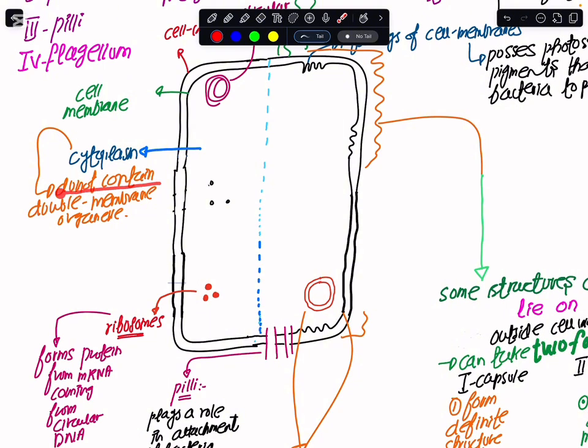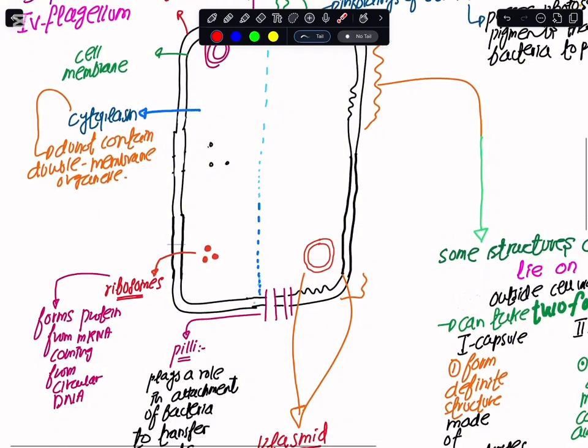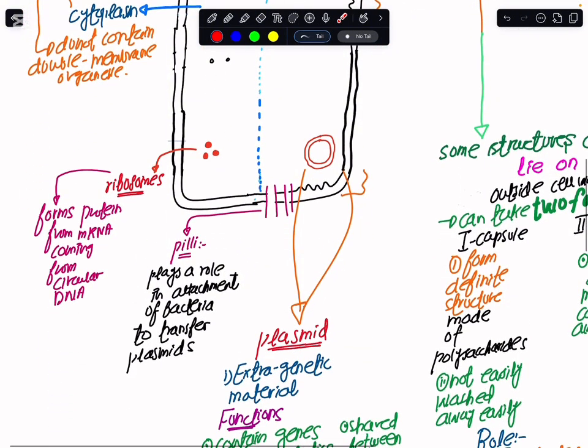So the bacteria lack double membrane organelles in their cytoplasm, and this cytoplasm acts as a place where most of the bacterial chemical reactions happen. Now, since the bacteria are living, they would also require ribosomes because they have to make protein.